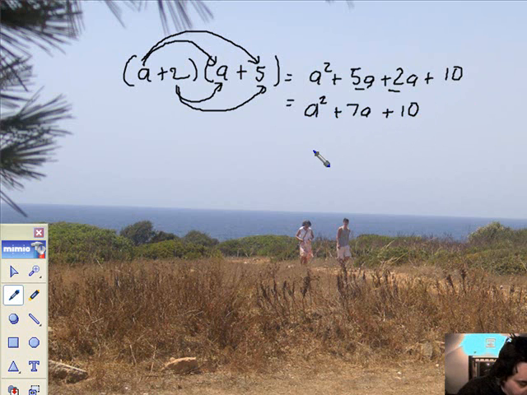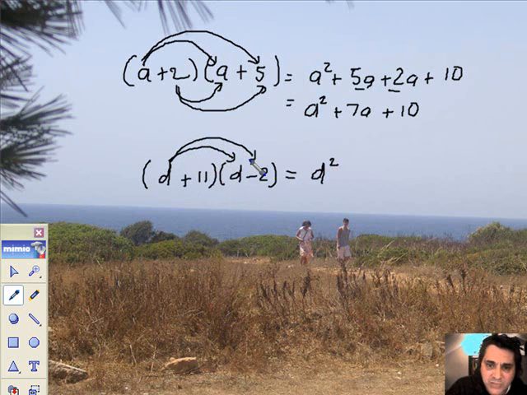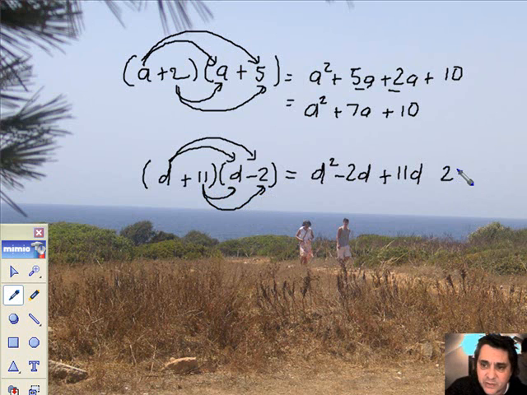Let's try something like D. This is 1D, and essentially it's got a D in it as well. So it's D plus 11 multiplied by D minus 2. And again, each one has to be multiplied by each other one. So D times D, D squared. D times 2 is 2D's, but it's negative, so it's minus 2D. That's that side done. 11 times D, positive 11D's, because it's plus 11. And 11 times 2 is 22, but it's negative because it's minus 2.